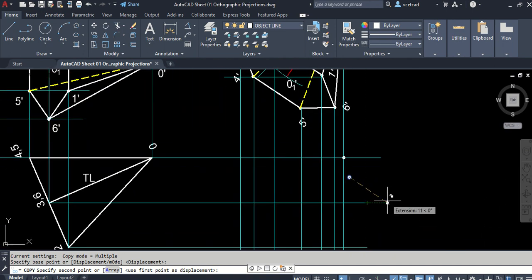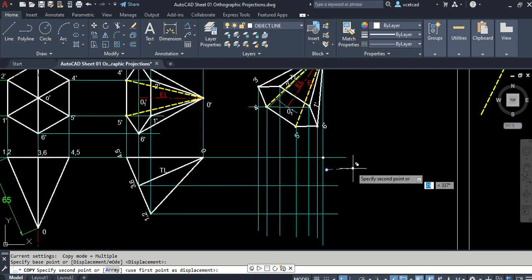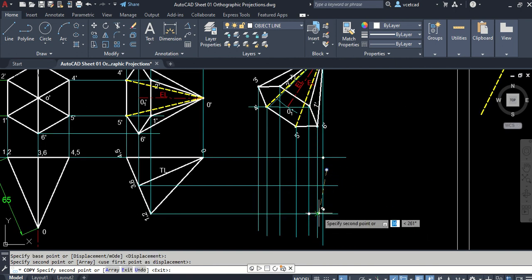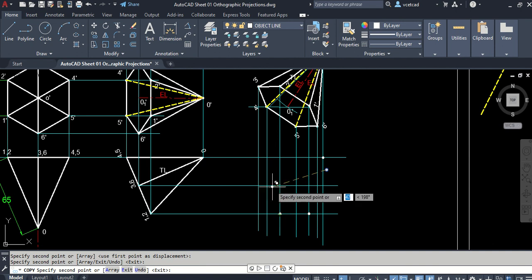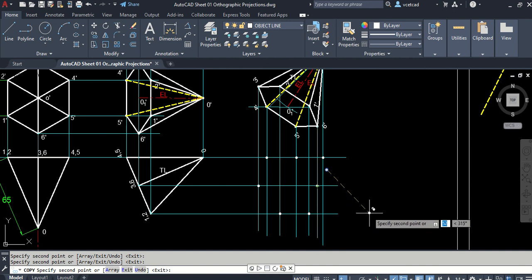Locate the point. Suppose if I want to locate point 1 dash, so 1 dash vertical, 1 dash horizontal, here you will get the point 1. Similarly 2 horizontal, 2 vertical, here you will get point 2. 3 horizontal, 3 vertical, here you will get point 3. 4 horizontal, 4 vertical, 5 horizontal, 5 vertical, 6 horizontal, 6 vertical. Okay, so you will get all the points.